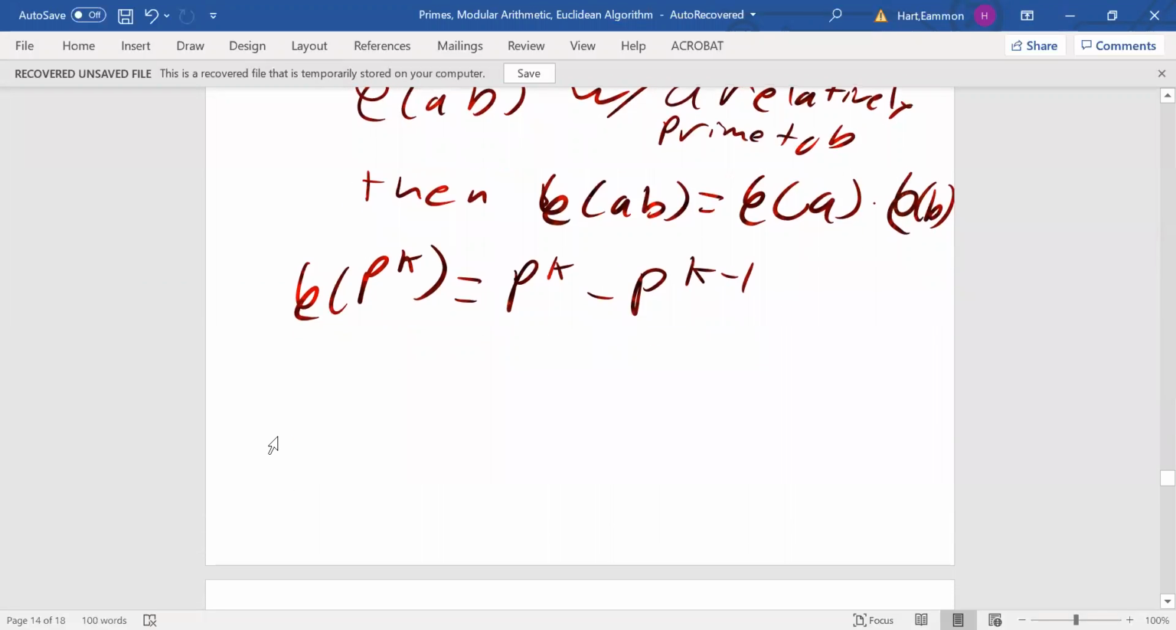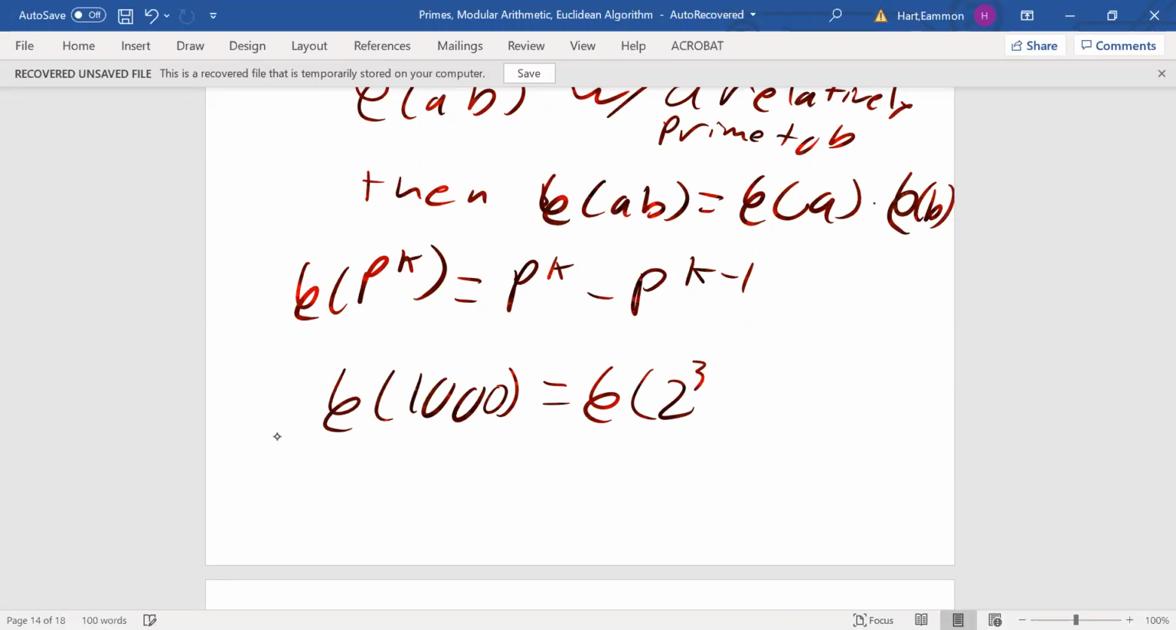So what's nice about this is we can break something down to the prime factorization of it. So let's say I want to know what phi of 100 is. Then I can break that up into, actually let's make that 1,000. So that's phi of 2 to the third times phi of 5 to the third. So what is phi of 2 to the third? That's going to be p to the k, so that's 2 to the third minus 2 to the second.